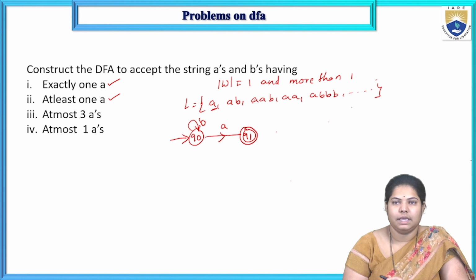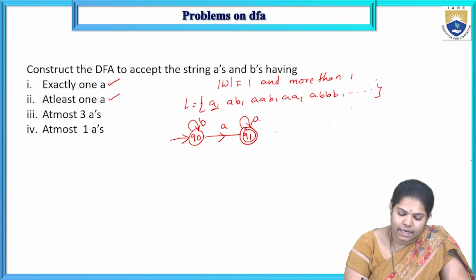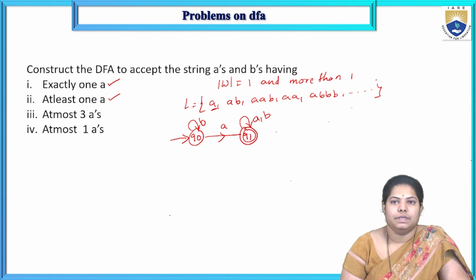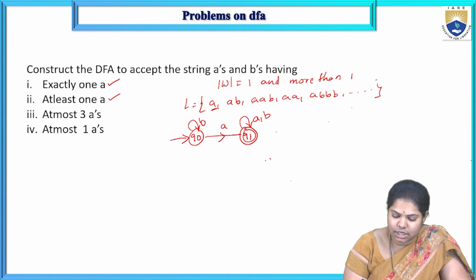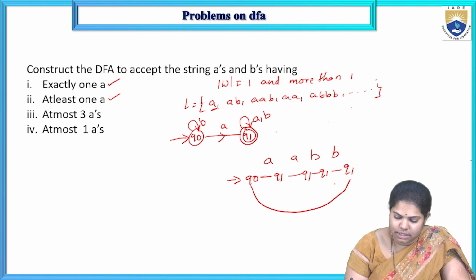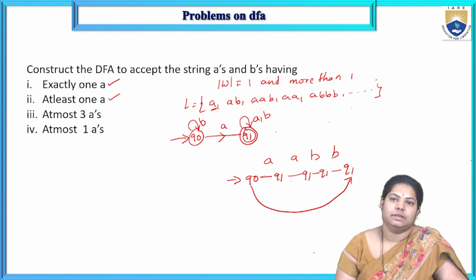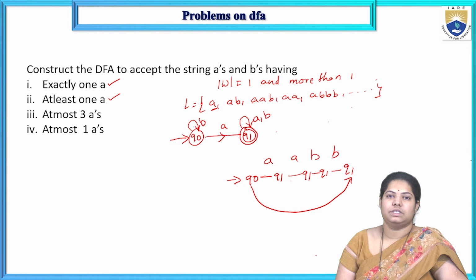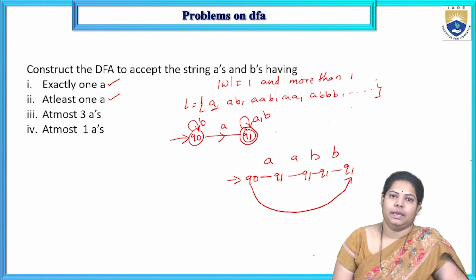Simply I am keeping it as a B over there. So after A also, I can get any number of A's and B's. So if I take a string called AABB, here it contains 2 A's, right? On seeing A, Q0 reaches Q1. Q1 on A reaches Q1. Q1 on B reaches Q1, and Q1 on B reaches Q1, which takes the initial state to the final state. So this is how we accept strings with at least 1A.